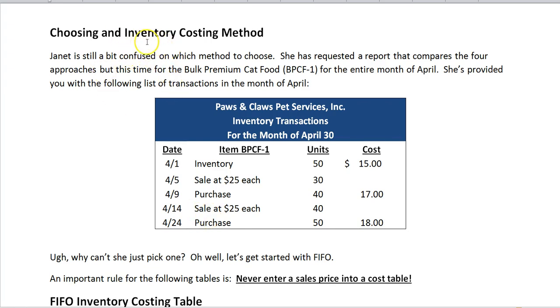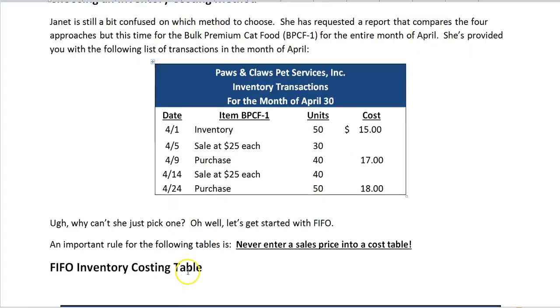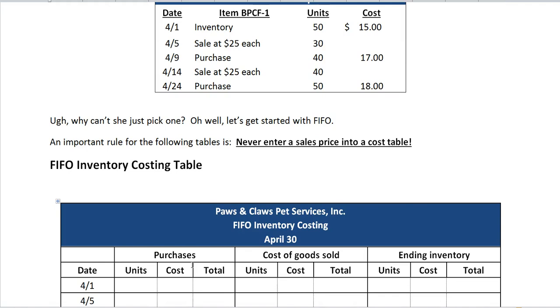Alright, choosing an inventory costing method. Okay, so she's still a bit confused which one to choose. We're going to do it for 4 different methods. Okay, so we're going to do the tables now.